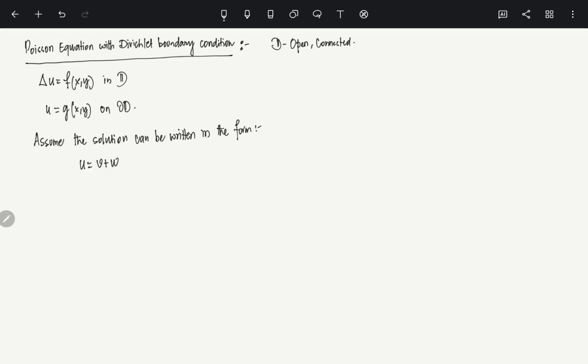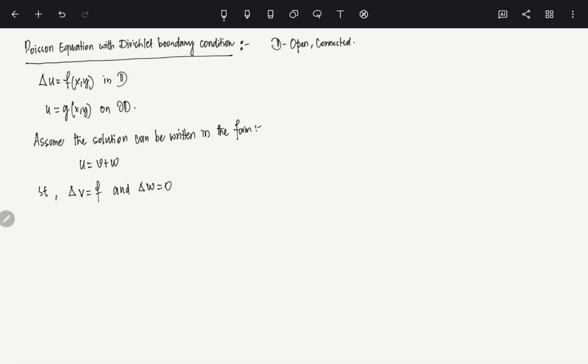Yeah, so we want to write u as v plus w, right? And such that what happens to the v? V is the Laplacian of w. The Laplacian of v should be f, and the Laplacian of w should be 0.